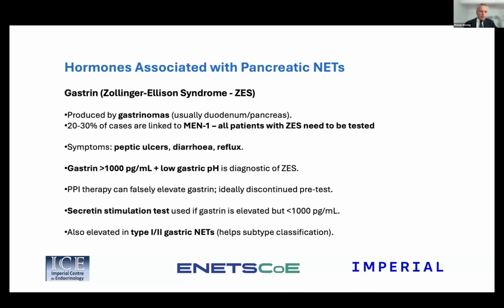Historically, we used to do secretin stimulation testing if the gastrin was less than 1,000 picograms per milliliter. And I will have a link later to where you can see the test protocols in more detail. We also have to bear in mind that, for instance, type 1 gastric neuroendocrine tumors, so those related to atrophic gastritis, vitamin B12 deficiency, pernicious anemia, leading to achlorhydria, can also give rise to elevated gastrin levels and would give a false positive result.